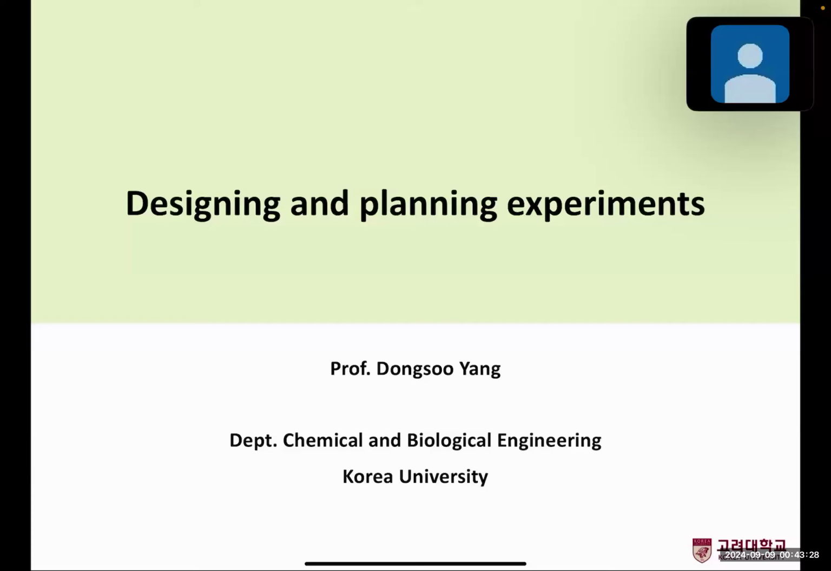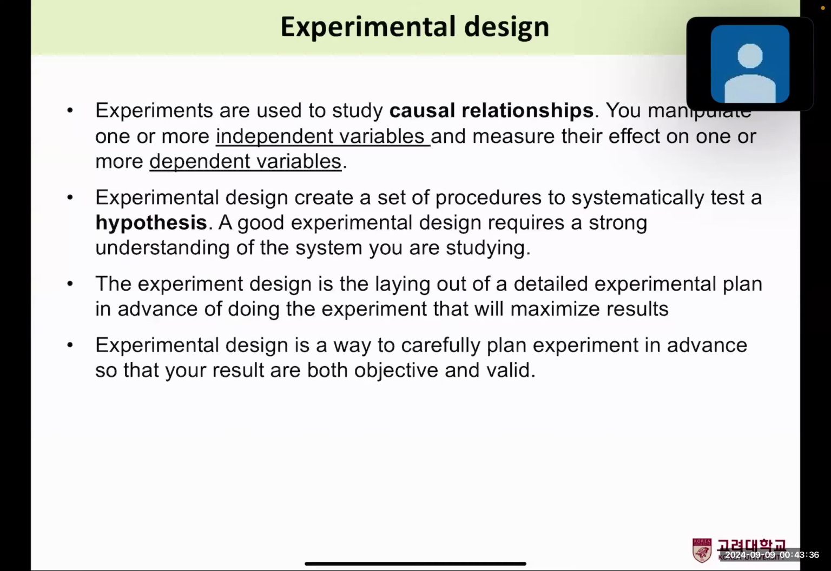So in today's class, we're going to learn how to design and plan experiments. All right, so first, let's talk about some of the fundamental stuff. Experiments are used to study causal relationships. For example, you first have to come up with questions regarding your project, and then you need to answer them using experiments. Those questions are typically related to causal relationships.